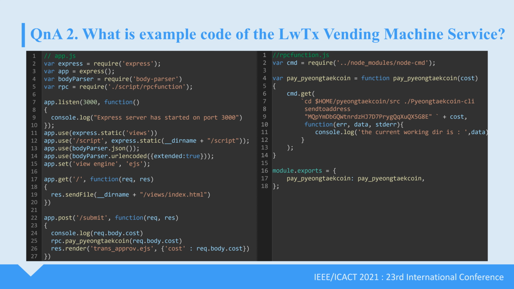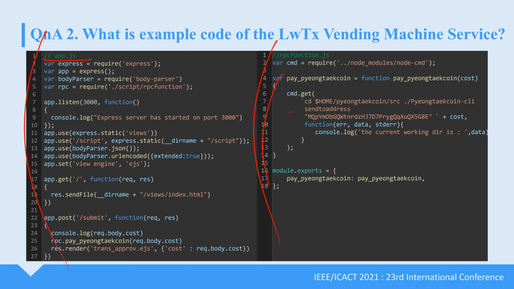The next pre-Q&A is about what the sample code of the out-of-box vending machine service is. The following code indicates a simple vending machine operation using Node.js. RPC function.js includes functions via API on the out-of-box client. RPC function.js lines 4 through 14 represent the function for transferring PTCs. The amount paid to the address is transferred to the recipient. This code has no exception handling, but only simple remittance processing is implemented.